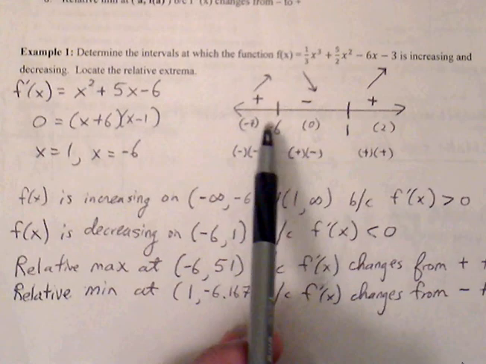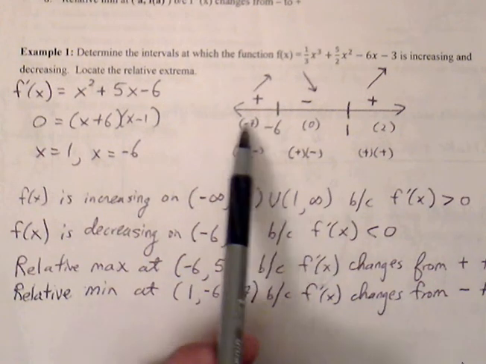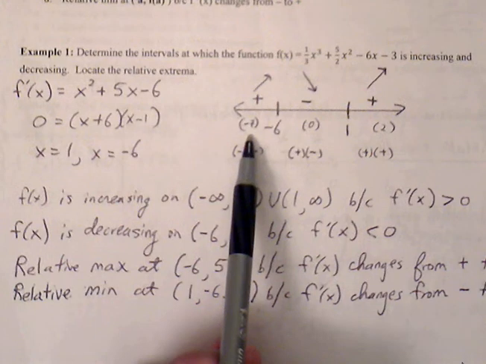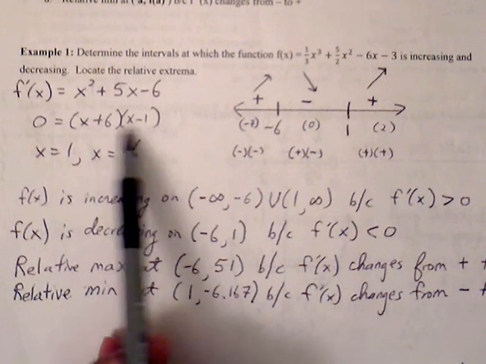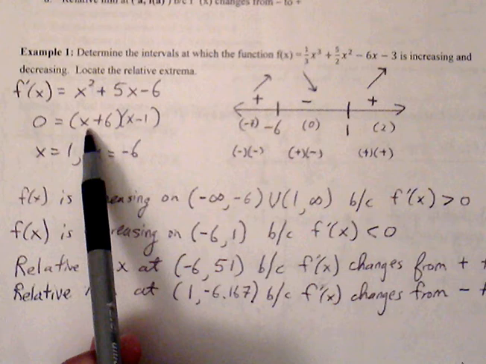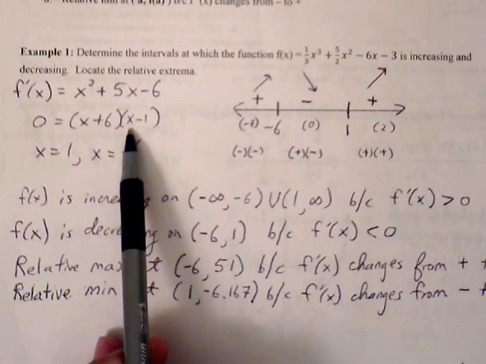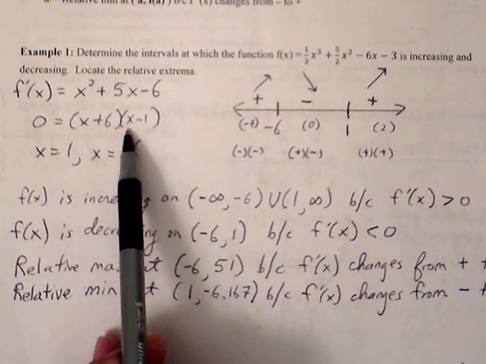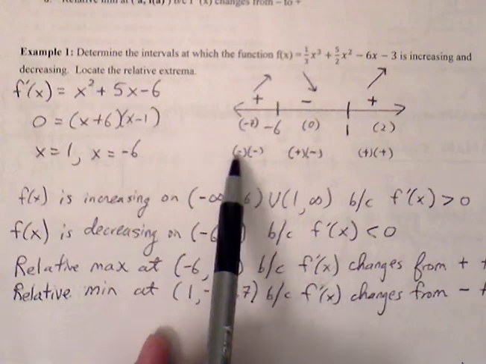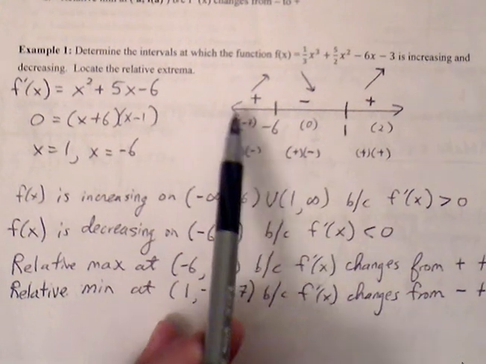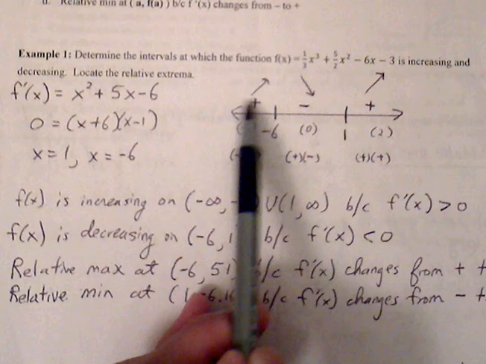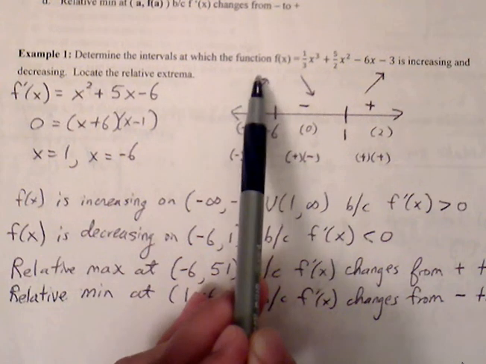So in this interval, I can choose any value that is to the left of negative 6. I'm going to choose negative 7. Plug negative 7 into the derivative function. I'll get negative 7 plus 6, which is negative. Negative 7 minus 1, which is also negative. So two negatives multiplied give me a positive. So I know that in this region, my graph will be rising. My graph will be increasing.